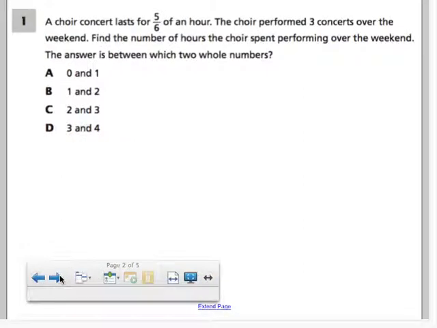174, number 1. A choir concert lasts for 5/6 of an hour. The choir performed 3 concerts over the weekend. Let me circle that 3. Find the number of hours the choir spent performing over the weekend. The answer is between which 2 whole numbers?